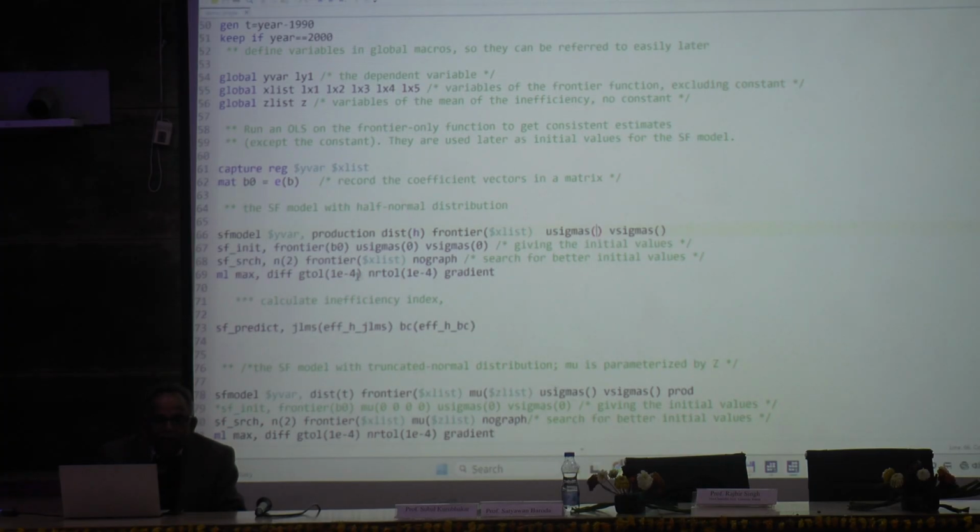And then the 68 is also something like search. It's asking the computer to search. But again, 67 and 68, you can definitely ignore. And then in 69, he's just saying that you do maximum likelihood.